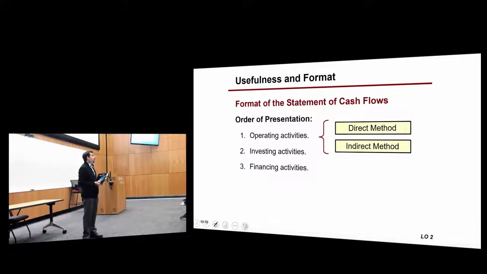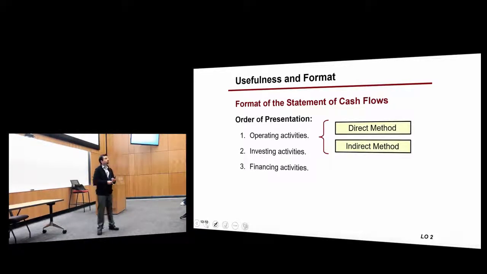There are two ways of doing financial statements, doing the statement of cash flows. The first one is the direct method, the second is the indirect method. Both are acceptable, but about 98% of companies use the indirect method. So this is what we will focus on.